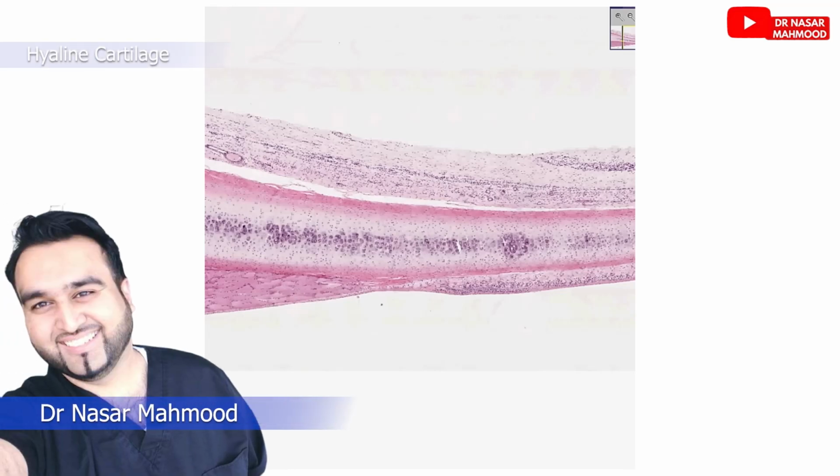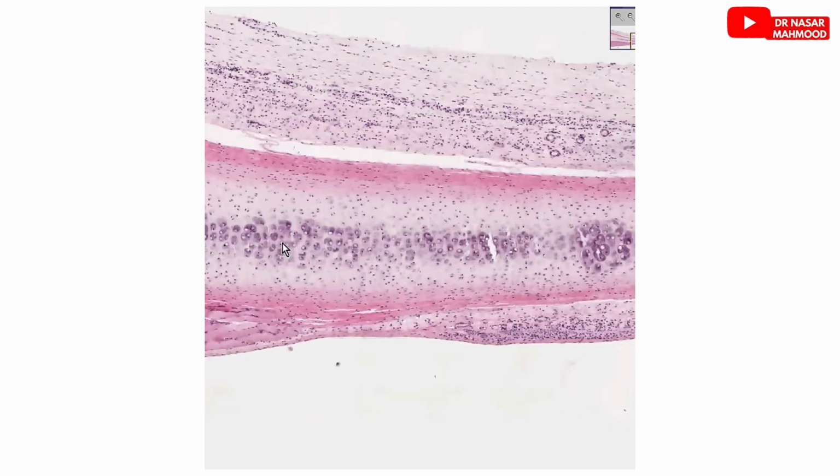It's Dr. Nasser here, and today we're looking at hyaline cartilage, the most common cartilage in the body. Now, hyaline cartilage is actually one of the easiest tissues to recognize under the microscope because very little else in the body looks like it.